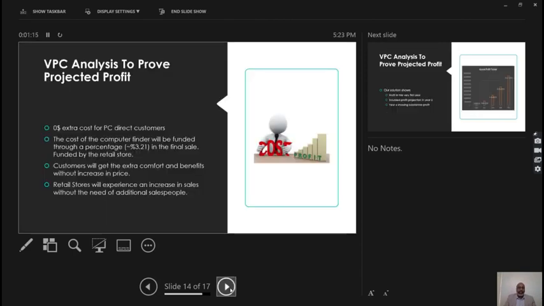How do we get profitable? Our analysis outlines how our plan will be, as we discussed, zero out-of-pocket cost to our customers. Computer Finder will be funded by a modest 3.21% upcharge on the final sale, funded by our retail partners. Customers benefit from the cost-free nature of our site, and retailers will see an increase in both sales and traffic to their stores.